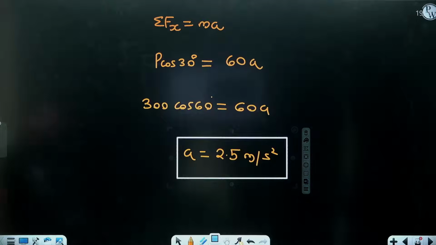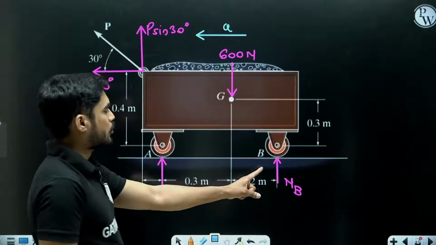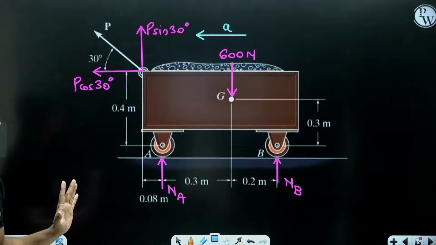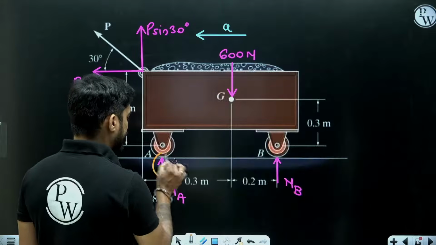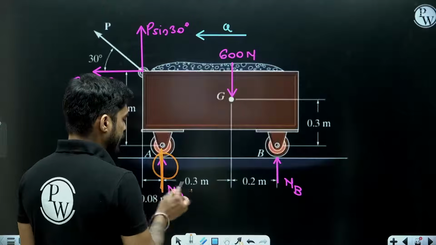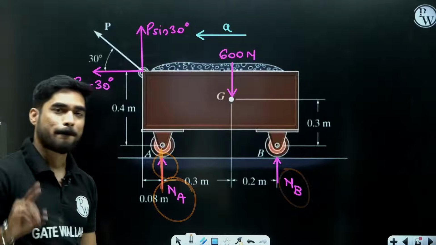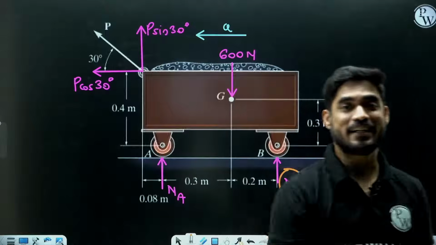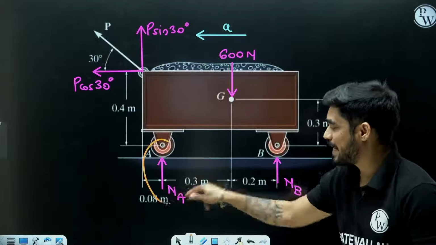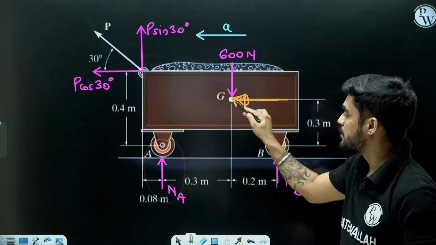Why? Understand. See, in order to calculate NB, you will have to take moment. Where will you take moment? You will take moment at A. If you take moment at A, moment of NA will become 0 and you will get NB. But you can't take moment at point A without considering the inertia force.